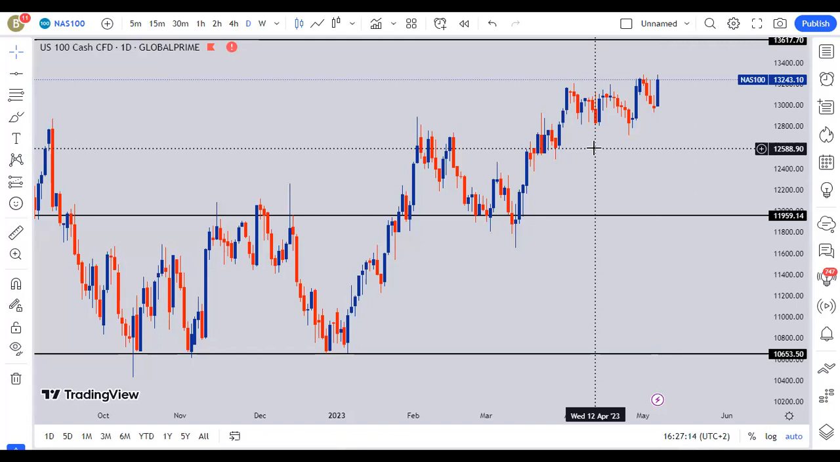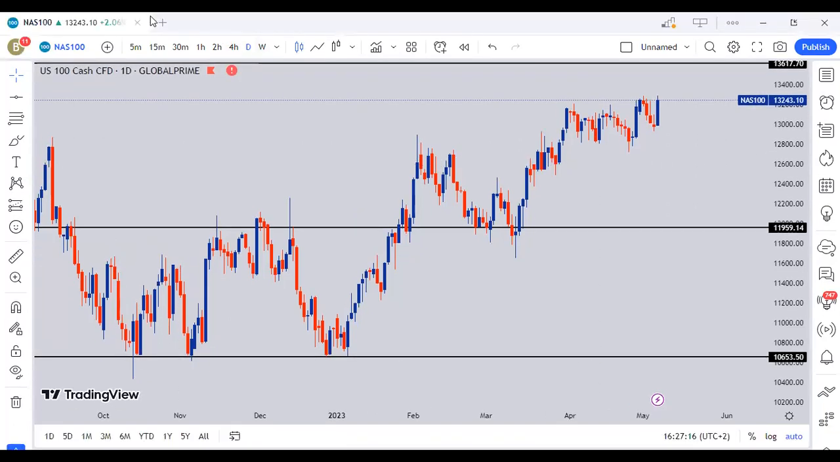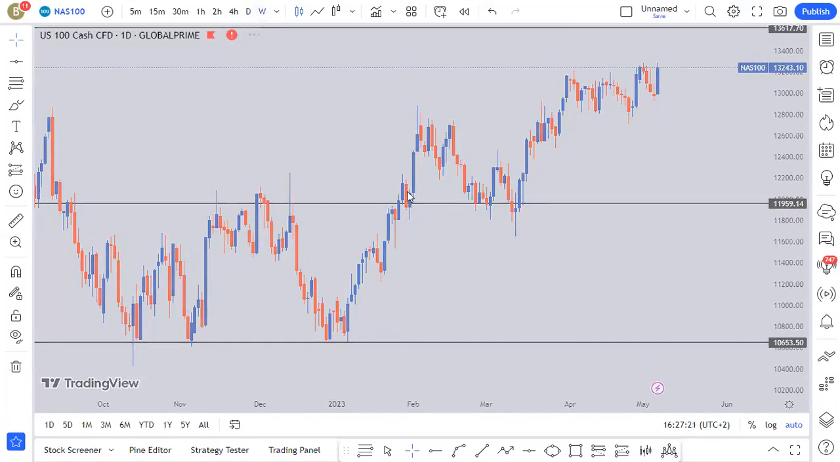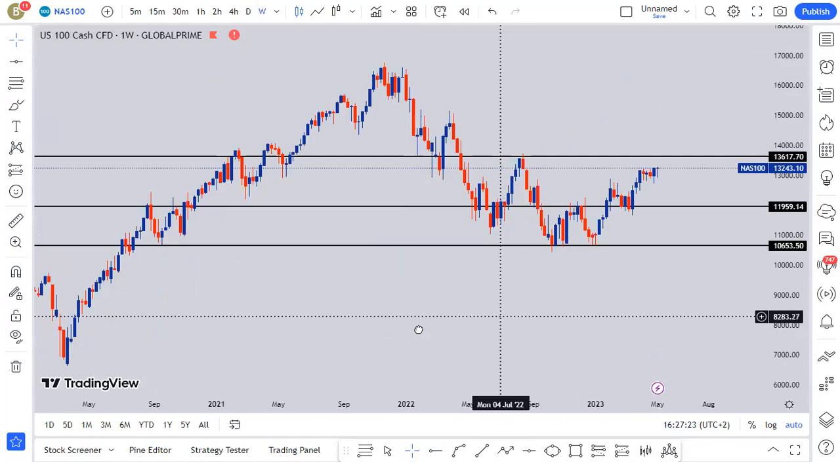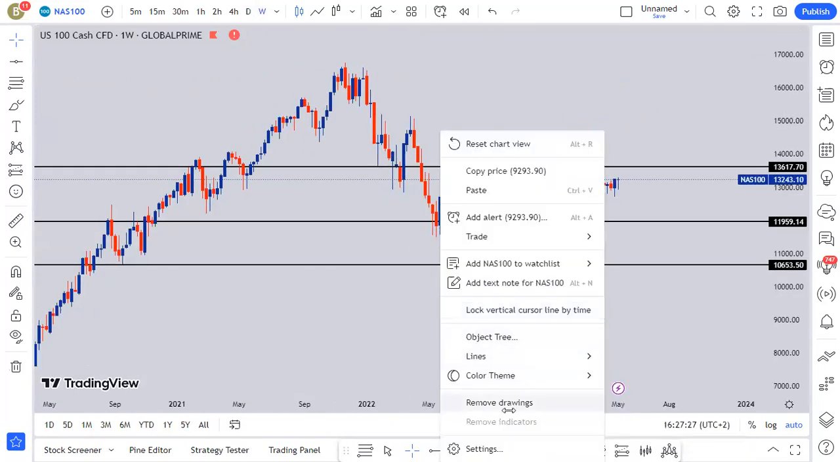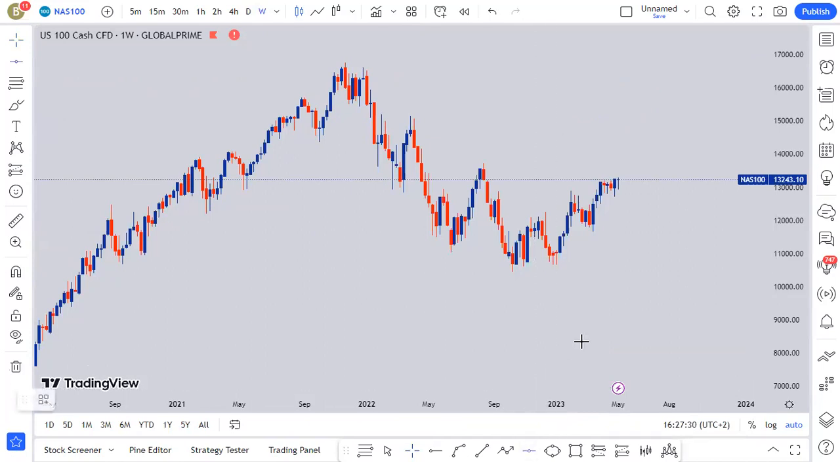Hey guys, I'm going to show you how to analyze this market. So it's NAS100, US30, and gold. I started on the weekly. Looking at the structure, let me remove the drawings and start off. Firstly, I recognize structure.